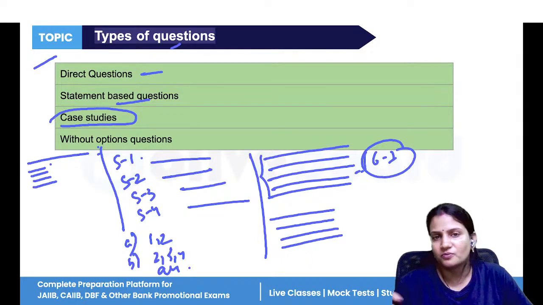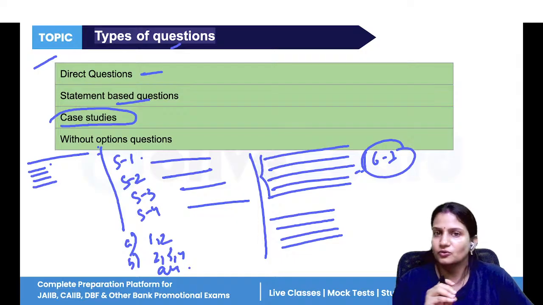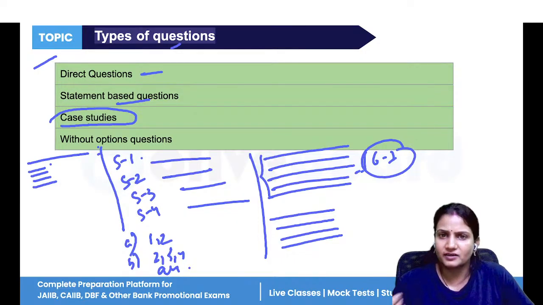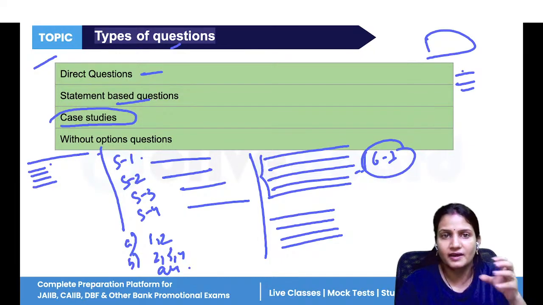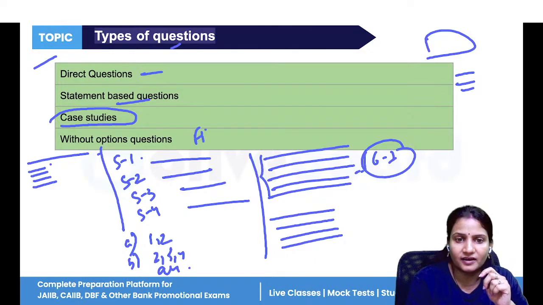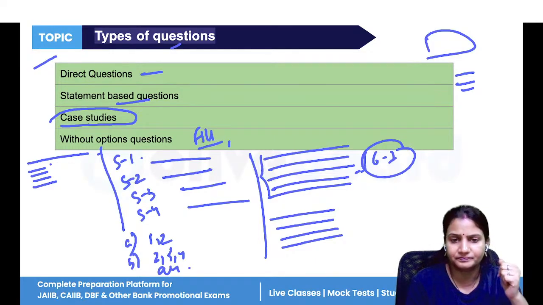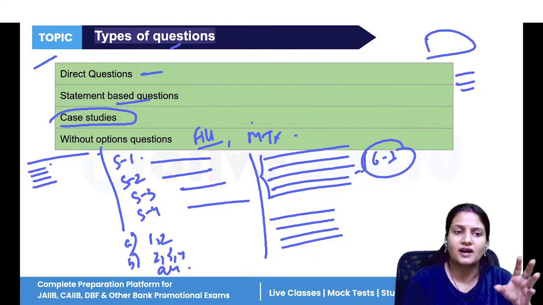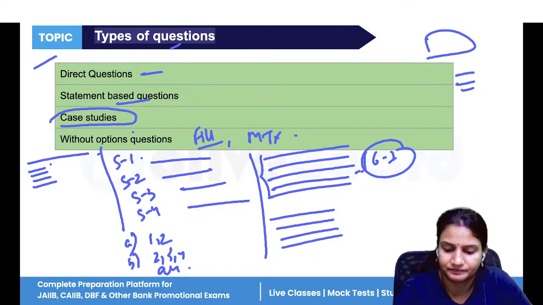Then there are without-option questions, where no option is given to you. The question may be a practical problem with no options, and you have to write the answer with the help of a virtual keyboard on the screen. Or fill in the blanks are given without options. Then match the following is given. So these are some without-option questions.